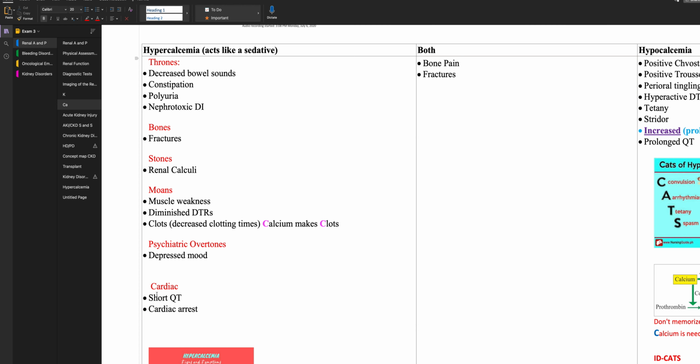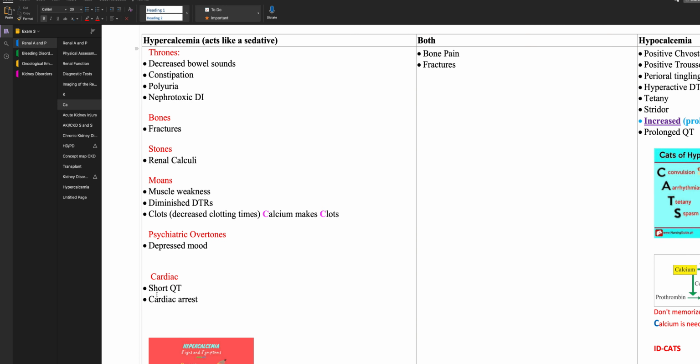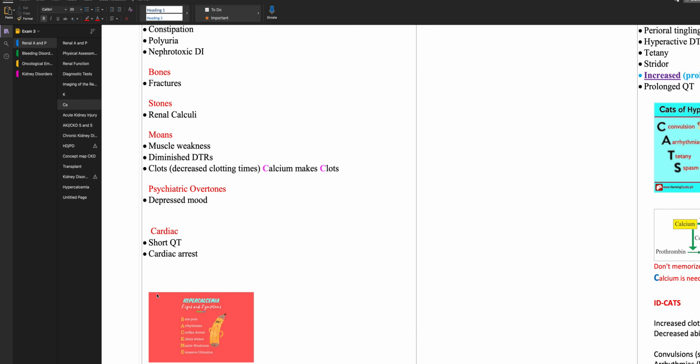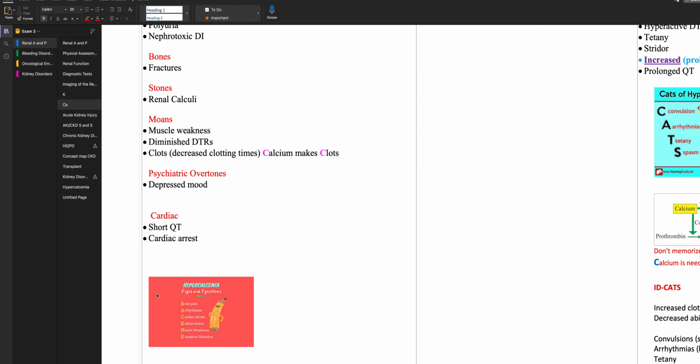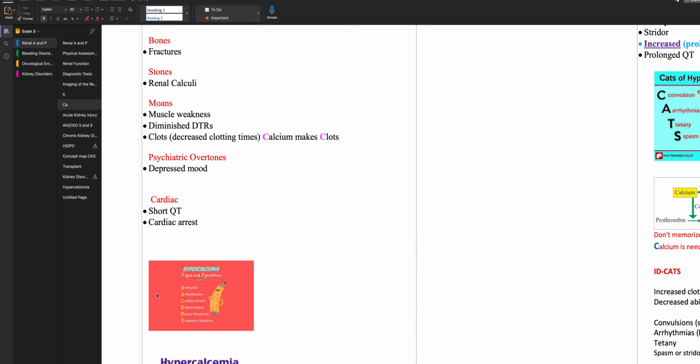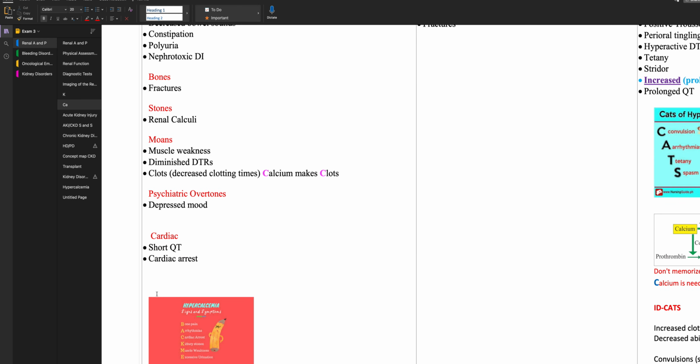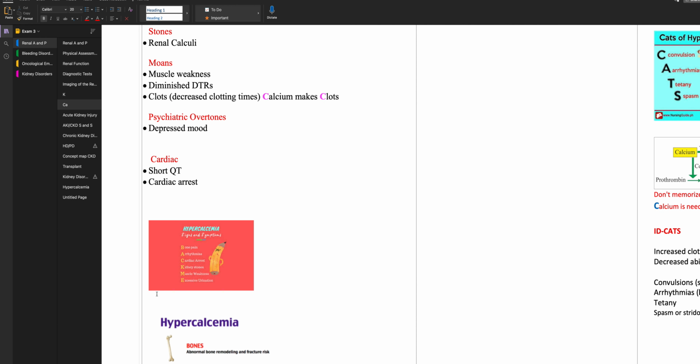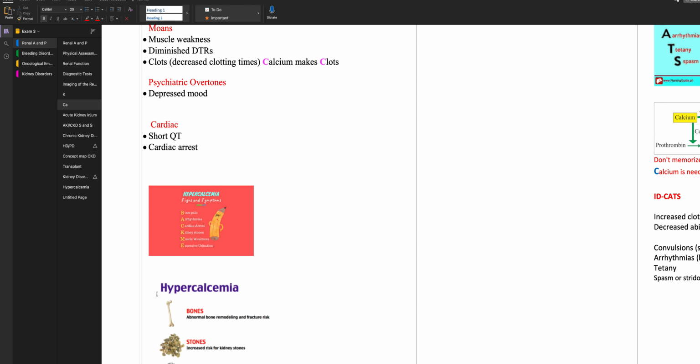Bones are for fractures. People with hypercalcemia are going to be prone to fractures. Stones is for renal calculi. You had that mid-surge one. Moans is for muscle weakness, diminished DTRs, and clots. It decreases clotting times because calcium makes clots. It's needed in the pathways to make clots, okay?